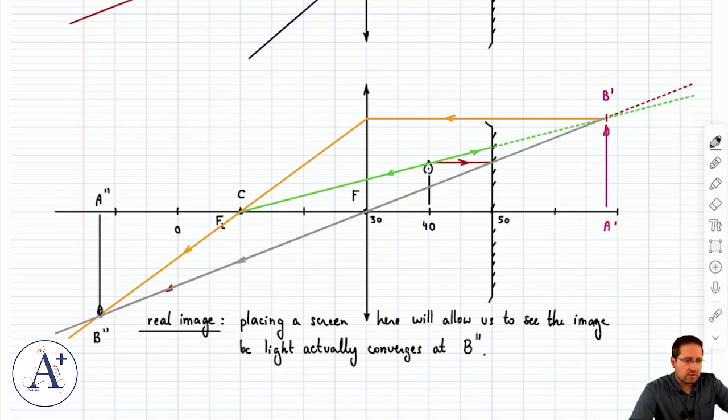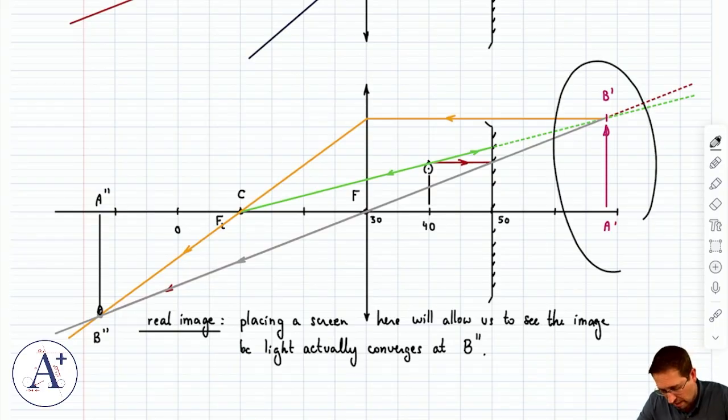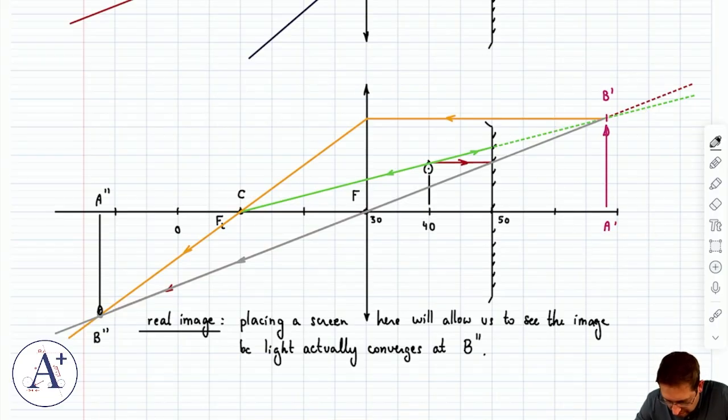And we have to do it carefully. We're going to start with the mirror. We're going to find the location of A prime, B prime, which is going to be, if this is 60, this is 70, somewhere around there. We'll see where exactly, but it's probably going to be far more accurate to do it with math than with ray tracing. And then we'll try to find the location of A double prime, B double prime.